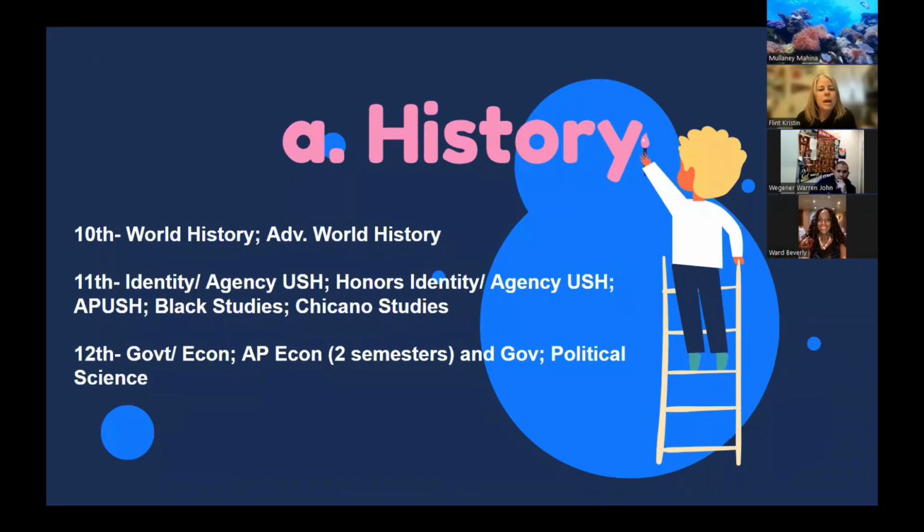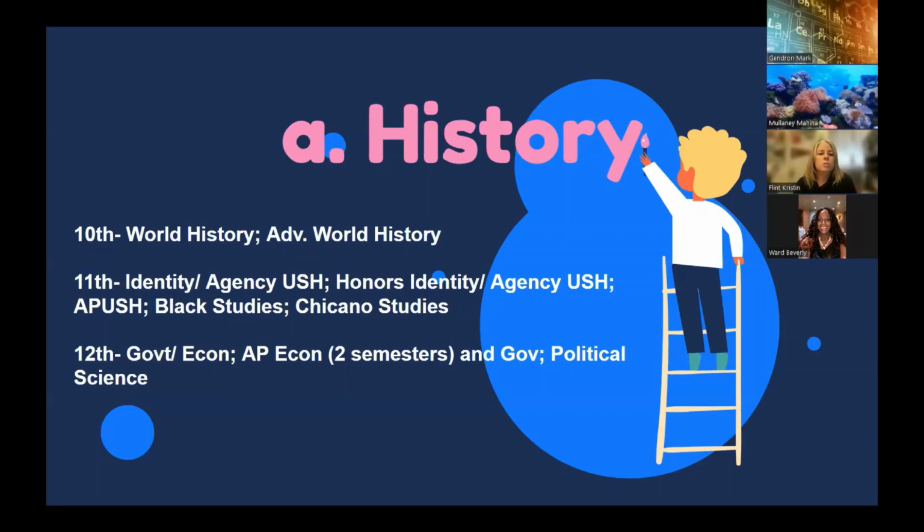Okay, so now we are actually going to start entering your classes. We're going to start with history. It goes in order of A through G. So if you're going into 10th grade, you can see on your card and also on your screen, your two options for history are World History or Advanced World History. For 11th grade, your choices are Identity Agency U.S. History, Honors Identity Agency U.S. History, AP U.S. History, or City College Black Studies and Chicano Studies.